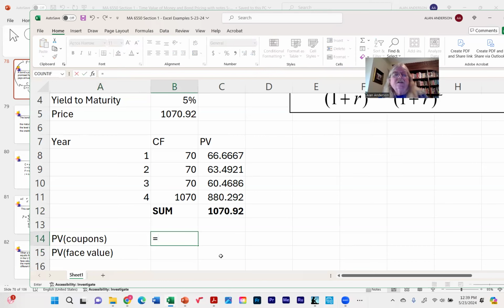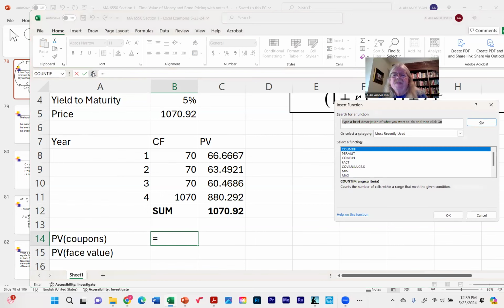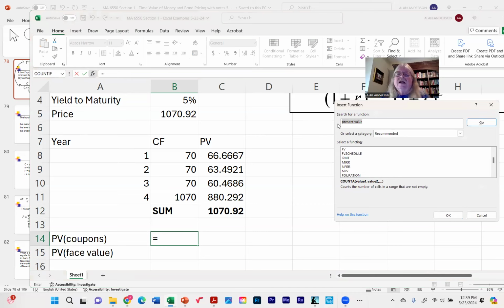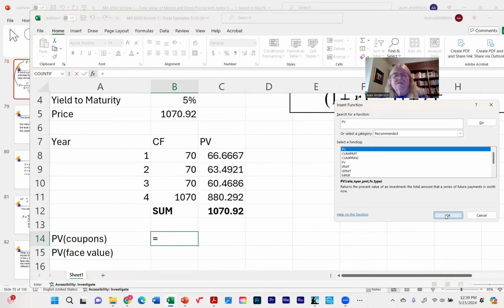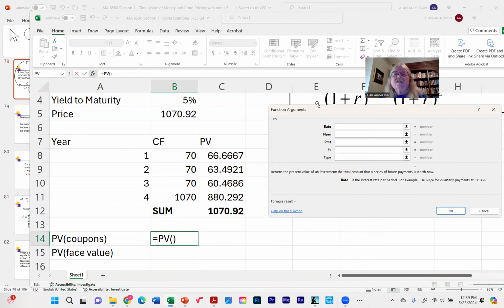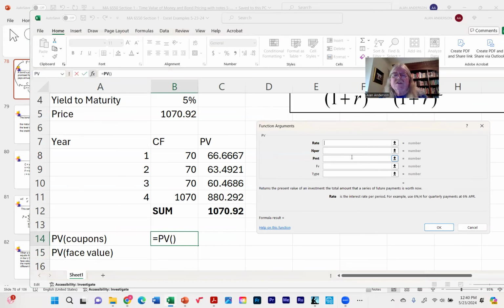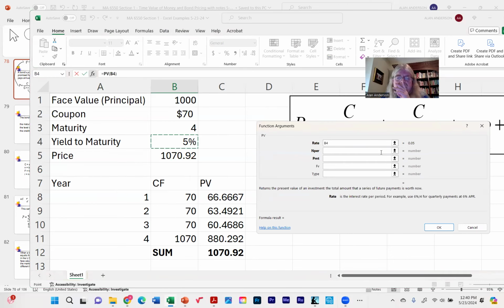Now, the Excel function that we're going to use, we start with the equal sign. We can now use the special little insert function button, and we're going to look for something that looks right. Present value. All right, well, it didn't do such a good job. There it is. So we want to get used to this function argument box, which is going to help us understand what we need. So rate, for example, is our yield. Number of periods is 4. The payment is the coupon. Future value is the face value.